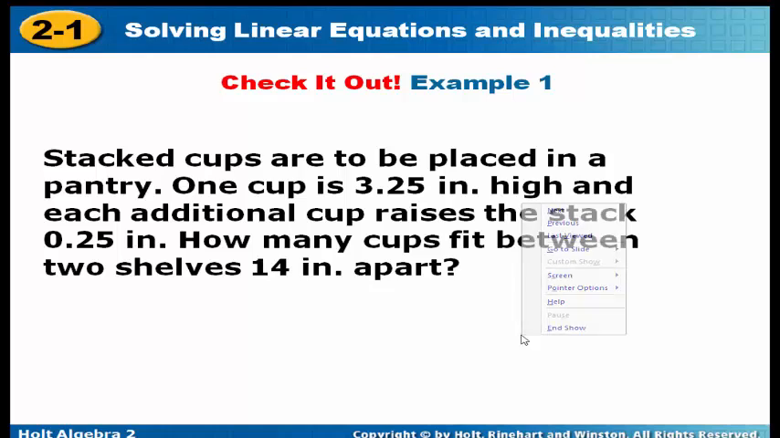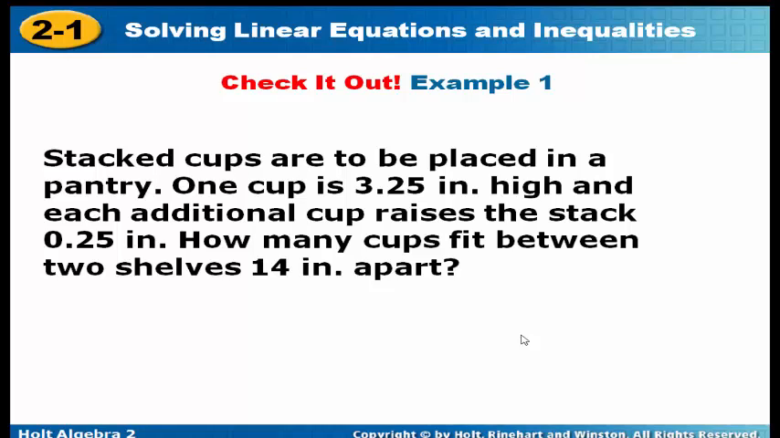Suppose the cups are to be placed in a pantry. One cup is 3.25 inches high, and each additional cup raises the stack 0.25 inch. How many cups fit between two shelves 14 inches apart?